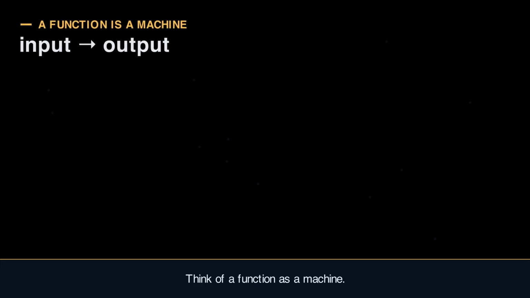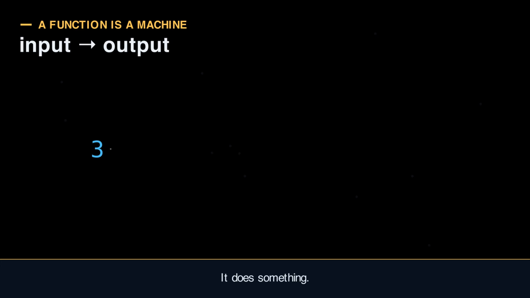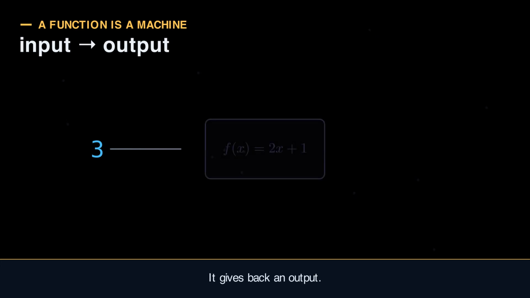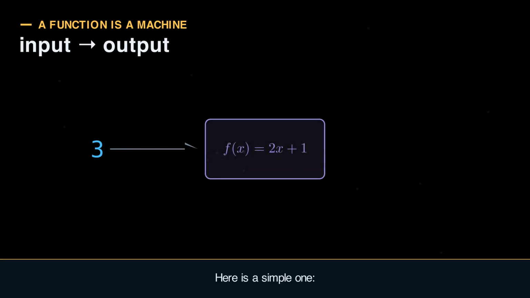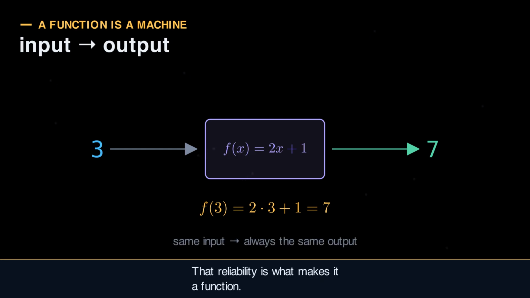Think of a function as a machine. You feed it an input, it does something, it gives back an output. Here is a simple one: f of x equals 2x plus 1. Put in 3 and it doubles it to 6, then adds 1, out comes 7. Put in 0, out comes 1. Same input, always the same output. That reliability is what makes it a function.